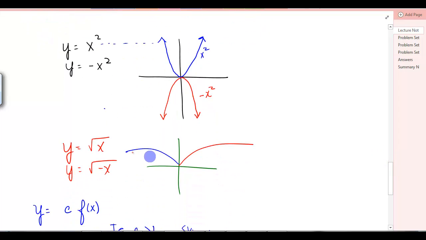Now, with this one, you've got square root of x, and now we don't have a negative outside, but we've got the square root of negative x. It flips over the y-axis and goes that way. So those are two different reflections. Really, we're going to focus on this one in this section.